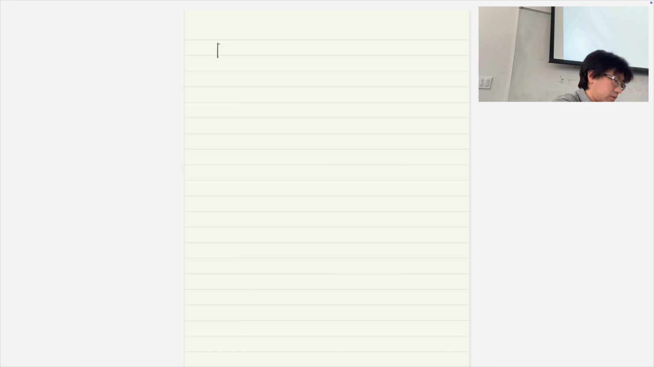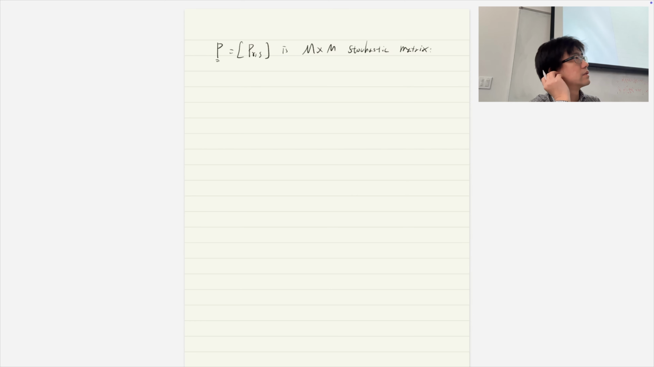We denote this matrix as P_RS. That's the transition probability matrix. We say that it is an M times M stochastic matrix. What is a stochastic matrix? Anybody heard of it? Yeah, what's that? Row. Yeah, very good, exactly. Basically this means every row sums to 1. If both rows and columns sum to 1, we call it doubly stochastic.